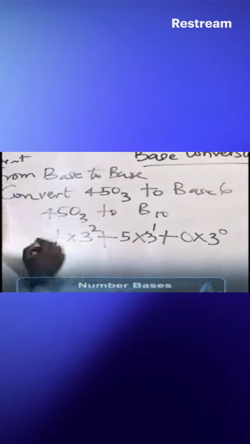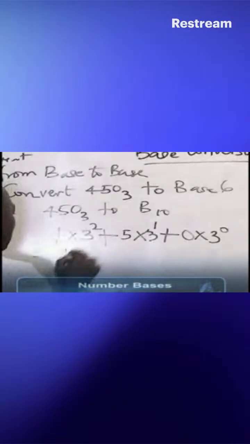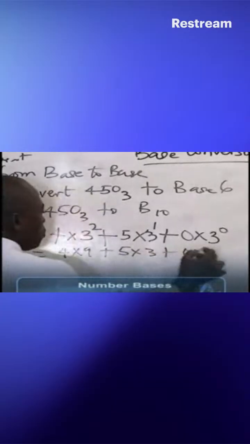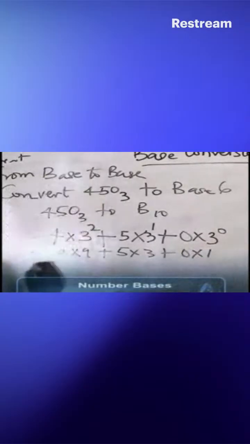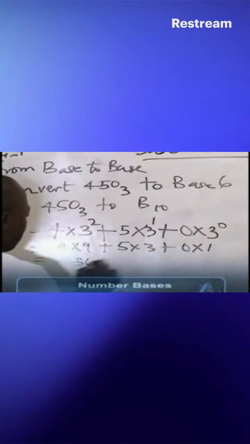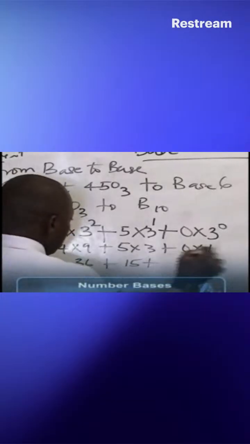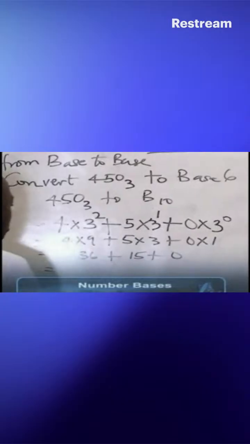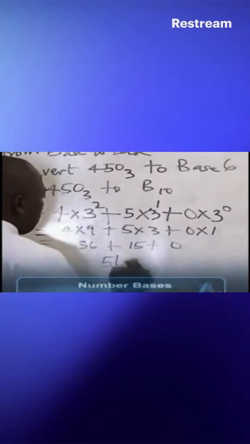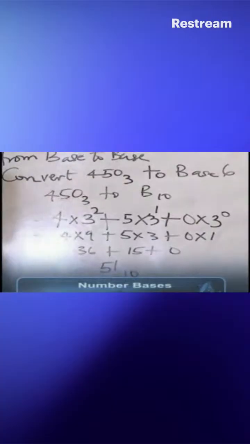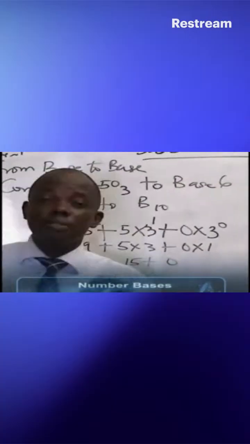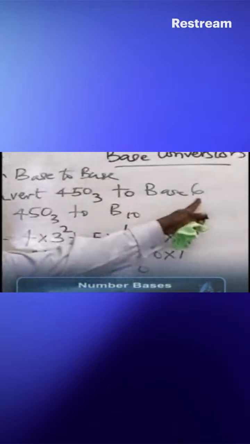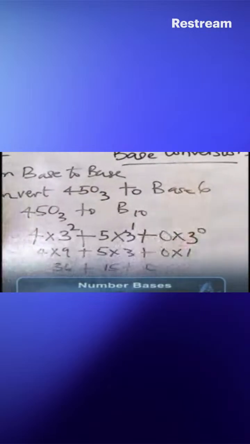In this case, we have 4 times 3 raised to power 2 is 9, plus 5 times 3 plus 0 times 1. Any number raised to power 0 is 1. 4 times 9 is 36. 5 times 3 is 15. 0 times 1 is 0. So eventually, what you have is 51 base 10. It is this 51 base 10 that you are now going to convert to the specified base, which is base 6 in this question.